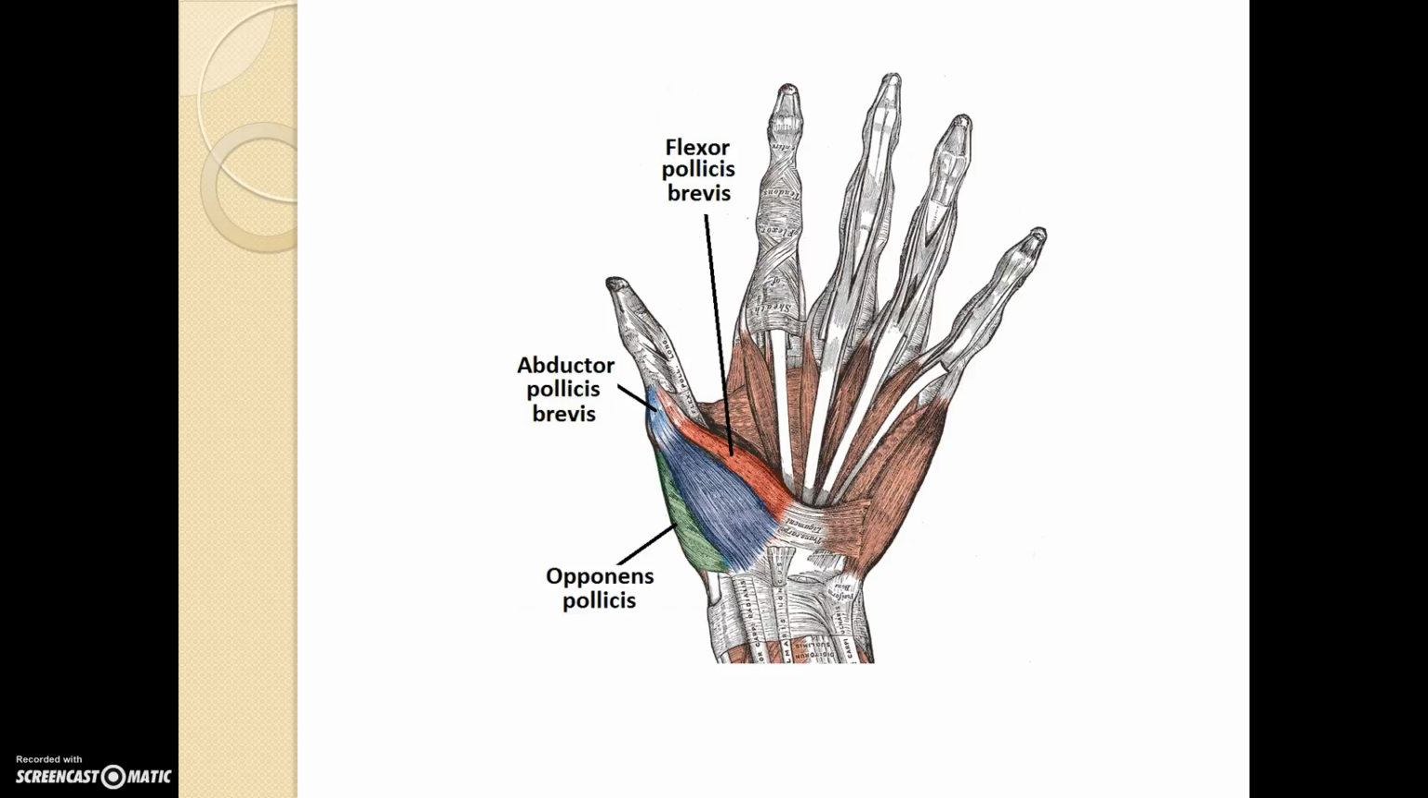This is a diagram of the volar surface of the hand, depicting the muscles of the thenar eminence that may atrophy when carpal tunnel syndrome is present.